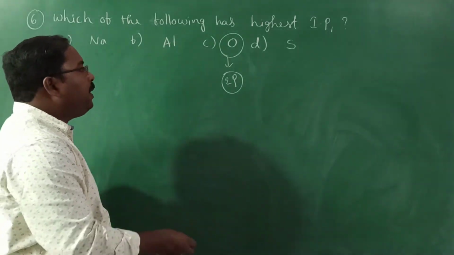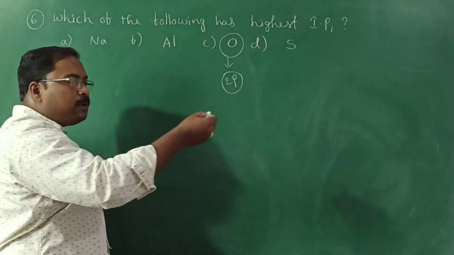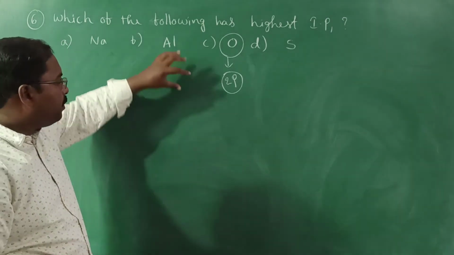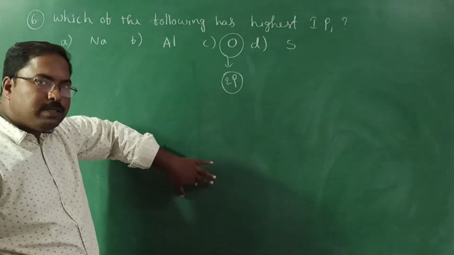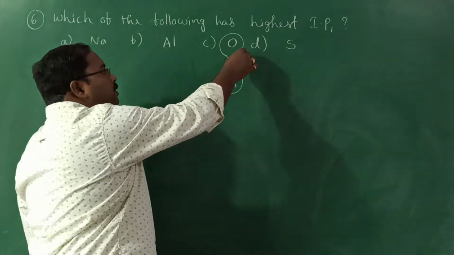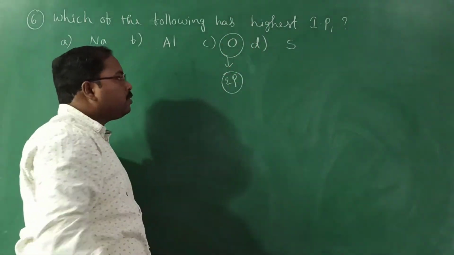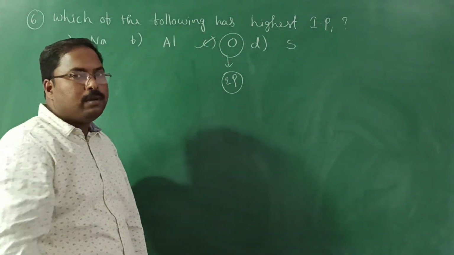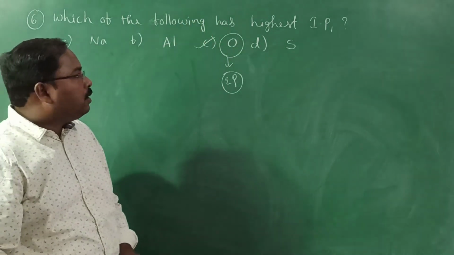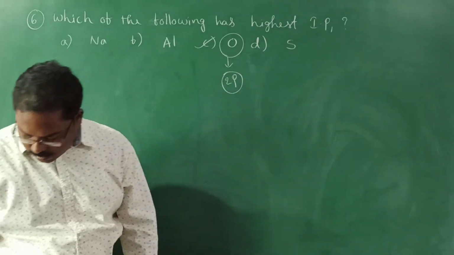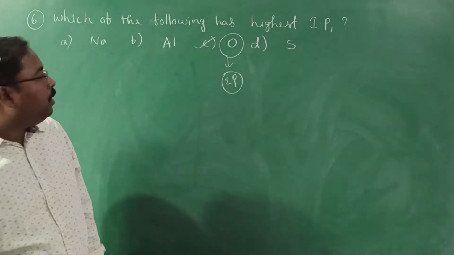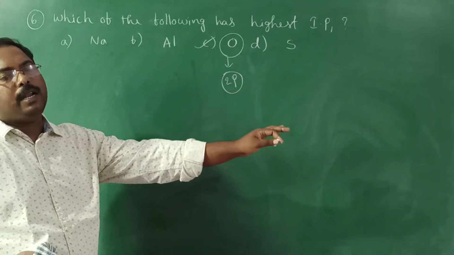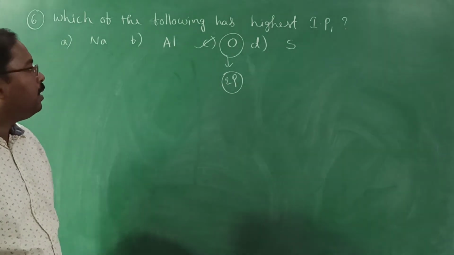So second period elements will have higher ionization potential values than third period elements, because from top to bottom IP values decrease. Oxygen is above all these elements, so it will have a high ionization potential value. Understood? If elements in the same period are given, we know that from left to right IP values increase, so we can answer.